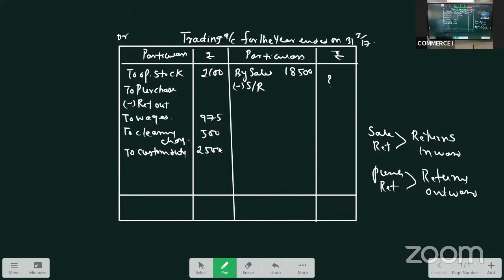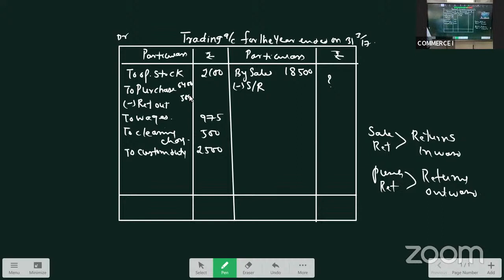Then we have purchases. Purchases are given as 6,400. There is a printing error here also. Return outwards are given as 500.